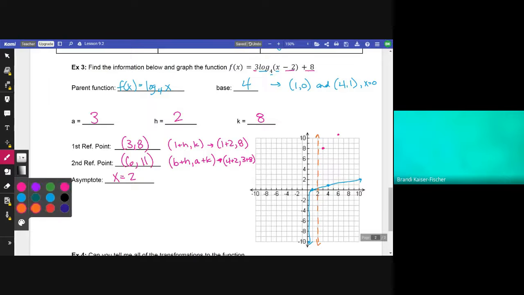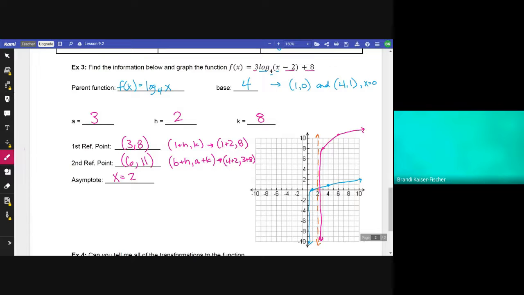And now I want to connect these 2 points so that they form the same type of shape as my parent function. Well, it looks like I almost need to go straight down on this left-hand side, but then I connect them up and over, and I'll curve over there. So it's a little bit different. But here's the things to notice, right?